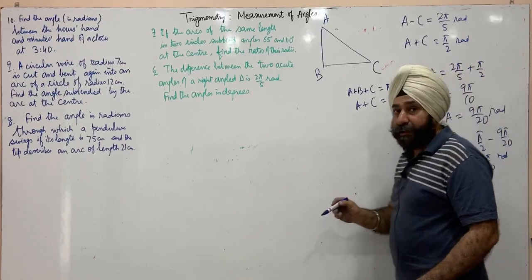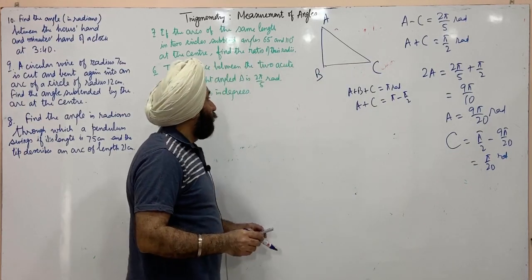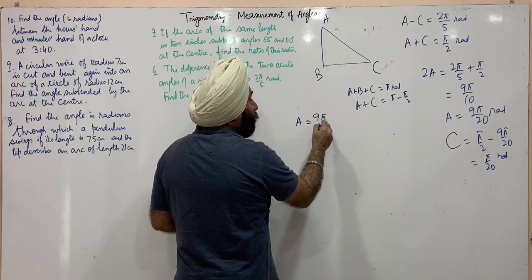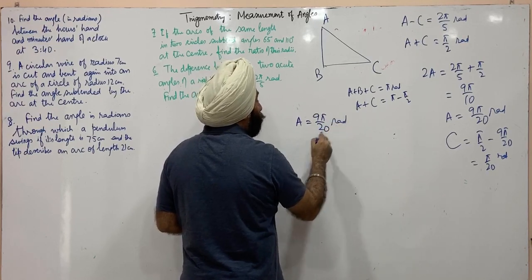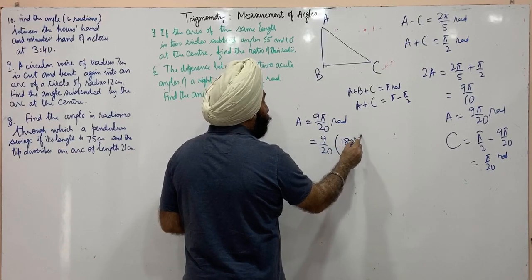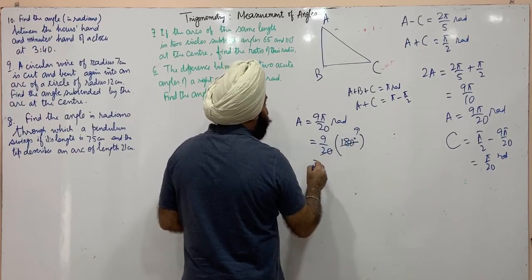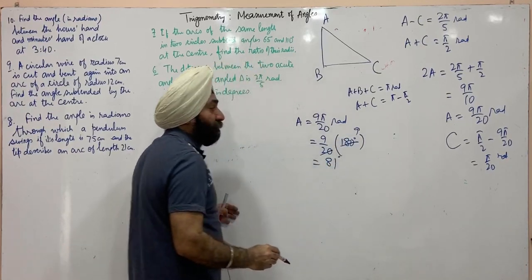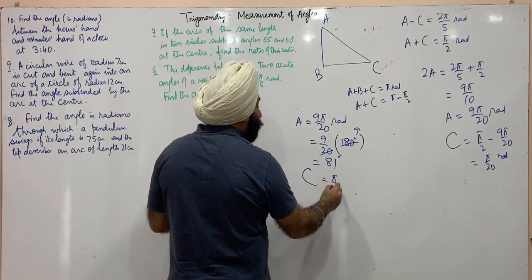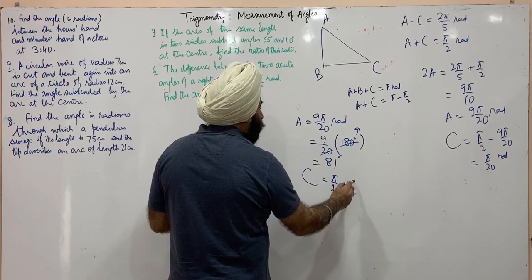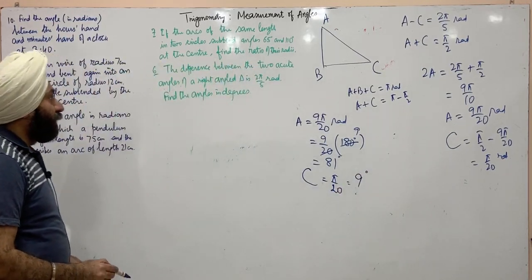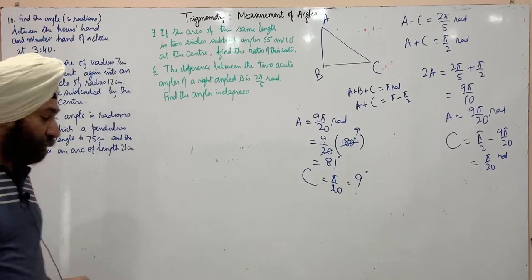So these are the angles in radians. We need the angles in degrees. So A is 9 pi by 20 radians. This will be 9 by 20, and pi radians is 180 degrees, so this is 81 degrees. Similarly, the second one, C, is pi by 20. Pi is 180, so this will be 9 degrees. So the angles are 81 degrees and 9 degrees.